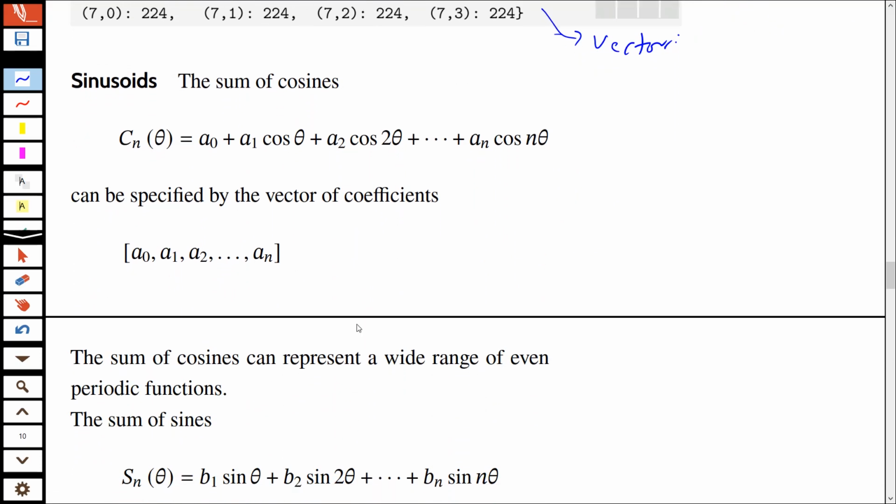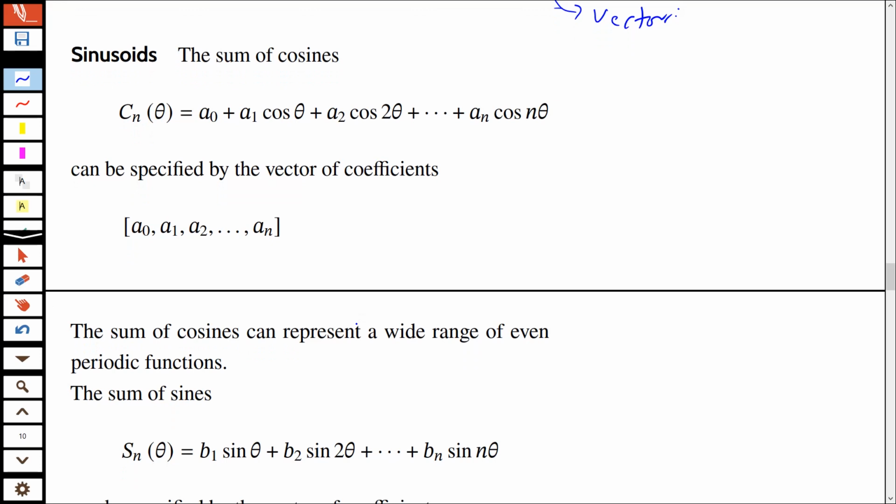So let's move on to the next topic, and that is the sinusoids. So let's consider a sum of a finite number of cosines.